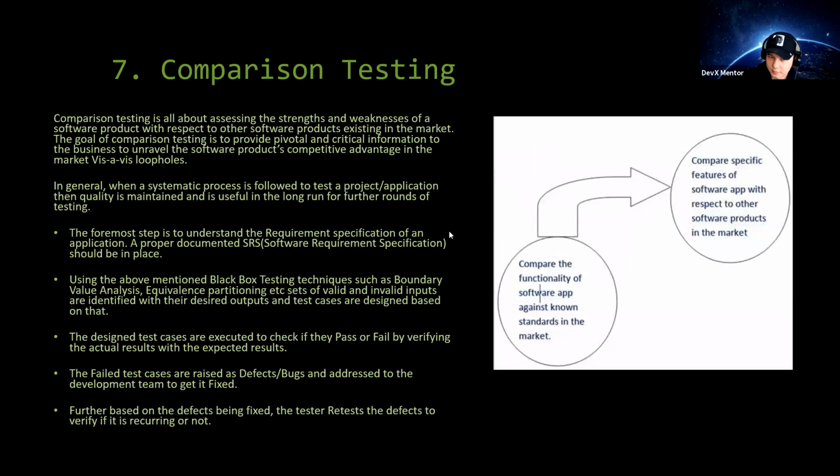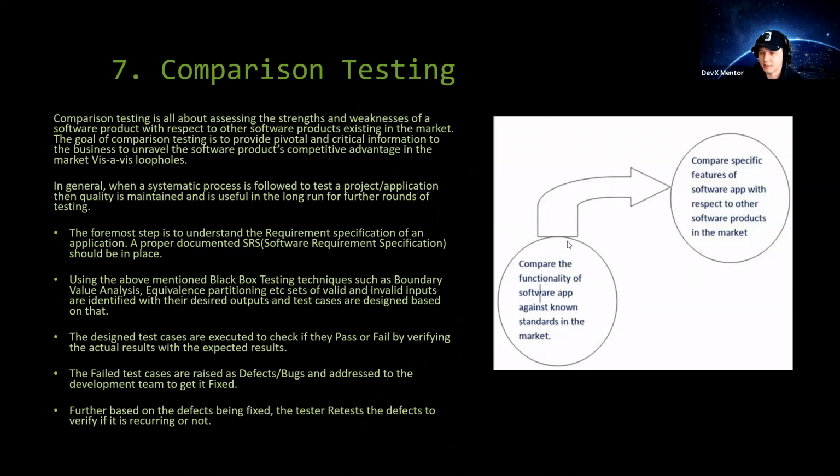And comparison testing. Comparison testing is all about assessing the strengths and weaknesses of a software product with respect to other software products existing in the market. The goal of comparison testing is to provide pivotal and crucial information to the business to unravel the software product's competitive advantage in the market vis-a-vis loopholes. In general, when a systematic process is followed to test project applications, then quality is maintained, and it's useful in the long run for further rounds of testing.